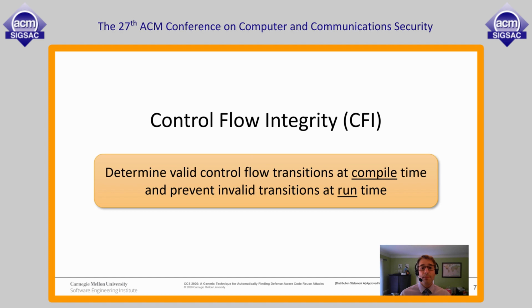Nowadays, ROP attacks and code reuse attacks are very widespread, and so researchers have been investigating new defenses that are specifically designed to stop code reuse attacks. One of these defenses that's been studied in academia quite a bit is called control flow integrity, or CFI. The idea behind CFI is that at compile time, we try to determine all of the valid control flow transitions between two points in the program. And if, as we're running the program, we ever detect an invalid transition, we know that something's gone wrong, and so we just abort the program rather than allowing it to continue.